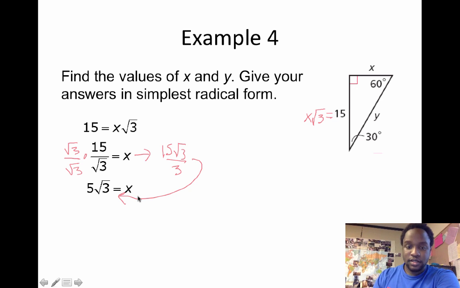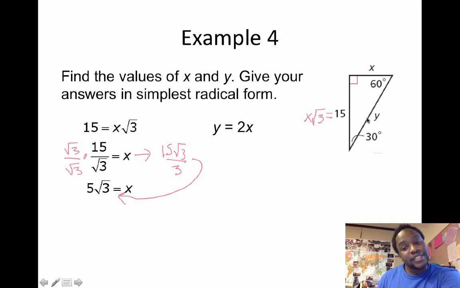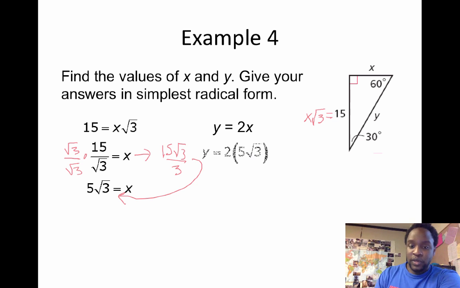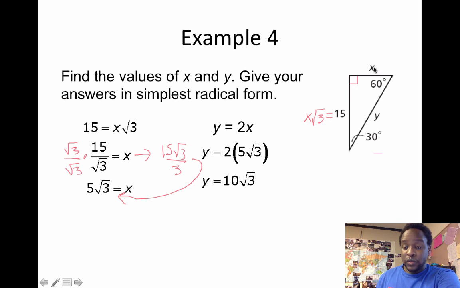So that's x. And then y. So y is going to be 2x because x is the short leg, and the hypotenuse in a 30, 60, 90 triangle is twice as long as the short leg. And since x is 5 radical 3, 2 times 5 radical 3 would be 10 radical 3. So we have 5 radical 3, 15, and 10 radical 3.